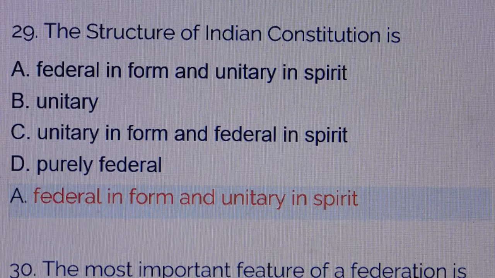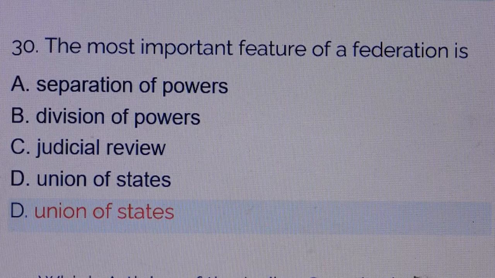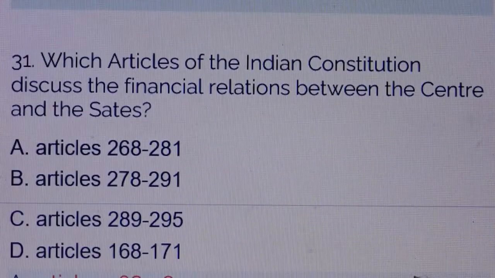Question number 29. The structure of Indian Constitution is. Answer is option number A, federal in form and unitary in spirit. Question number 30. The most important feature of federation is. Answer is option number D, union of states.